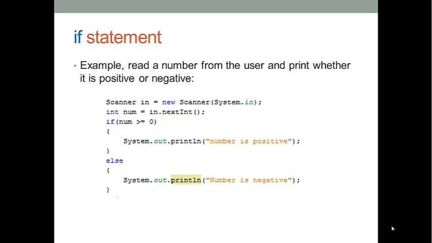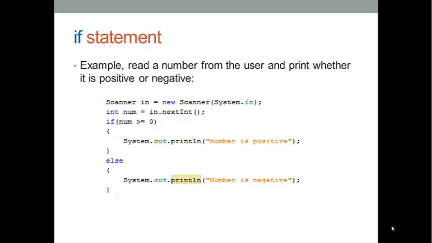An example of an if statement might be if you read a number from the user, you want to print out whether the number they entered is positive or negative. We've seen before that we declare an object of type Scanner, Scanner in equals new Scanner, System.in. It allows us to read from the console. We assign the value that the user enters into the variable called num, which is defined as an integer, another primitive data type. And here's where we start our conditional operator.